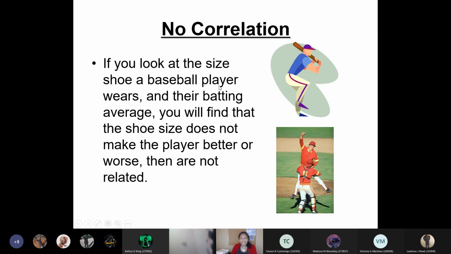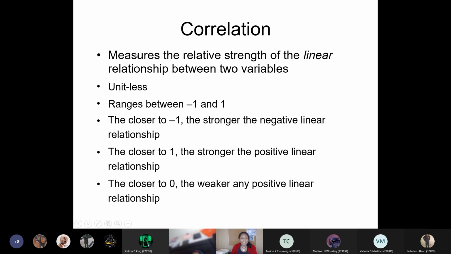Or I guess we could use that for basketball. Is LeBron better because he wears a certain shoe size? I don't know. I don't think so. But these things are not related. So this is a correlation definition, and you will see this in just a second.